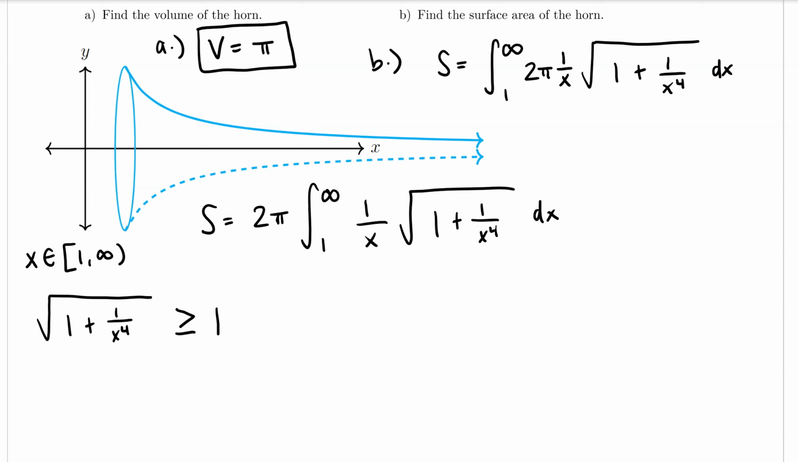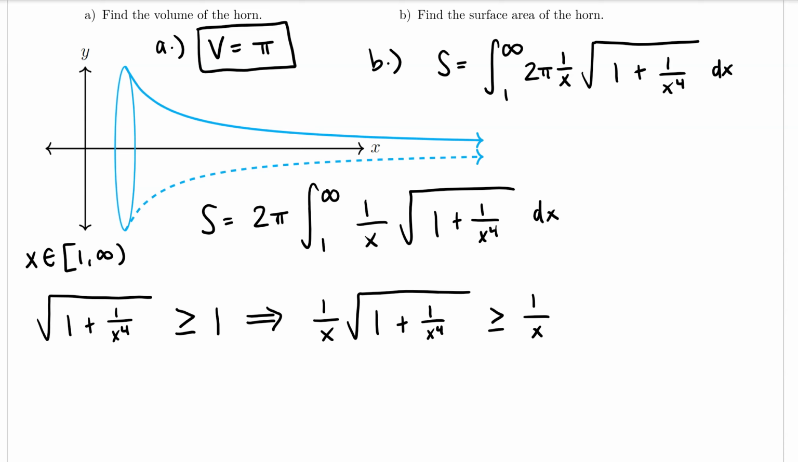Now, why do I care about that? Well, this implies that, and what I'm going to do essentially is take this inequality and multiply both sides of the inequality by 1 over x. It's important to note that 1 over x is a positive number, so it's not going to flip our inequality sign, and it's going to stay the same. So 1 over x times the square root of 1 plus 1 over x to the 4th power is going to be greater than or equal to 1 over x times 1, which is just 1 over x.